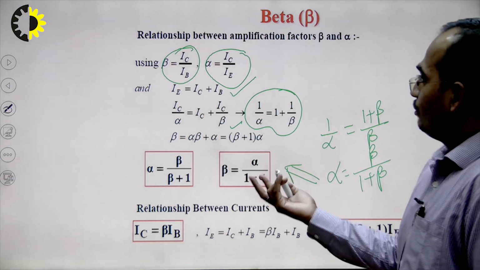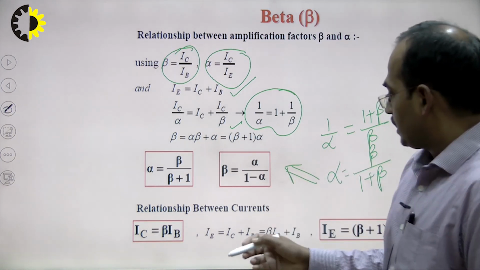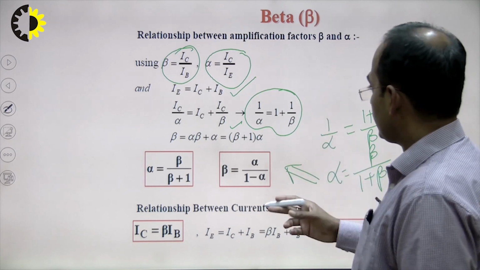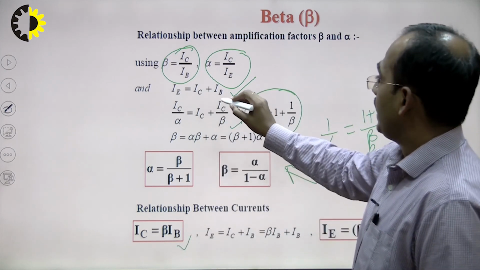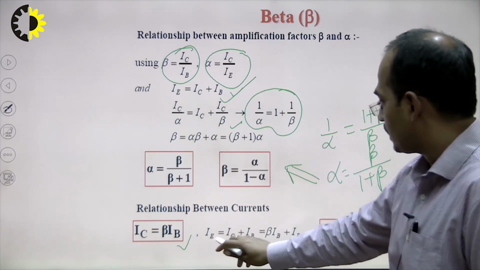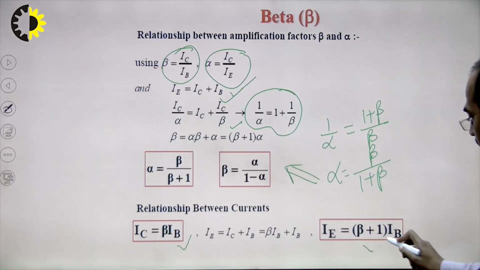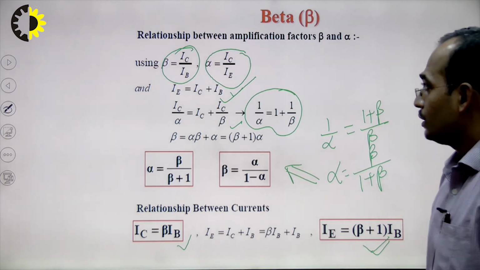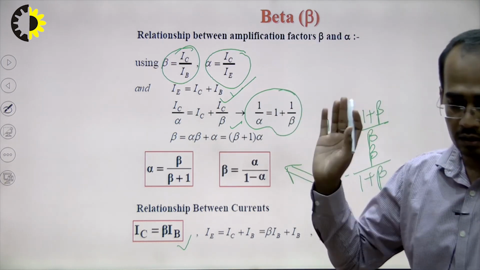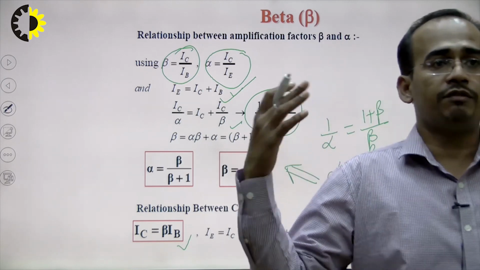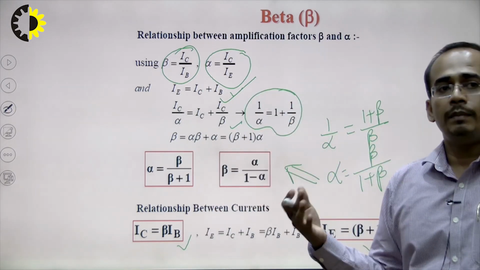And what will be the value of output current? Output current IC is equal to beta IB. So you can write IE is equal to IC plus IB, that will be equal to beta plus 1 times IB. So this is the relation between the amplification factor or gain of the common base configuration and common emitter configuration.